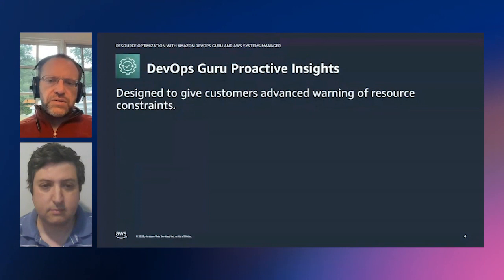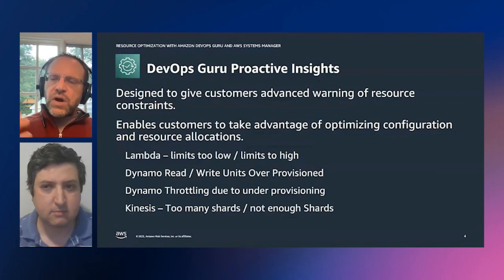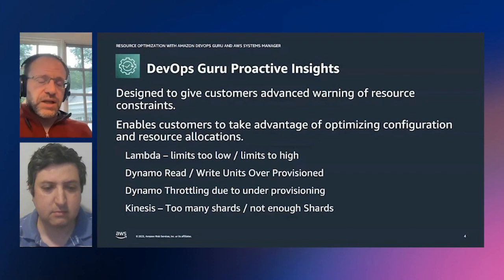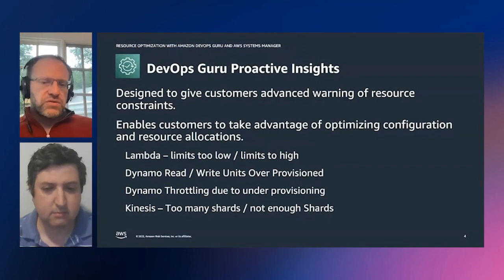And so here are some examples. We enable our customers to take advantage of optimizing configuration and resource allocations. What we see is customers who are on this journey to understand native cloud architectures, such as serverless architectures. These can be really intriguing, but can be complicated to understand how to optimize. So the examples you see here are about Lambda functions, with limits set either too high or too low; DynamoDB, either under-provisioned or over-provisioned, or potentially throttling, slowing you down; and with Kinesis, are there too many shards or insufficient shards?